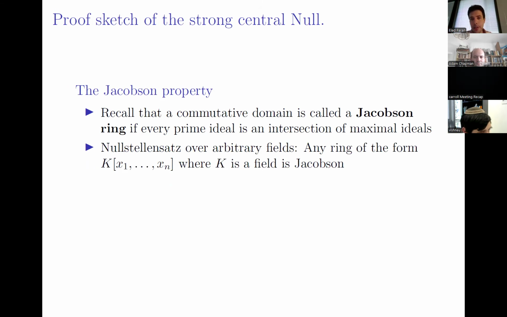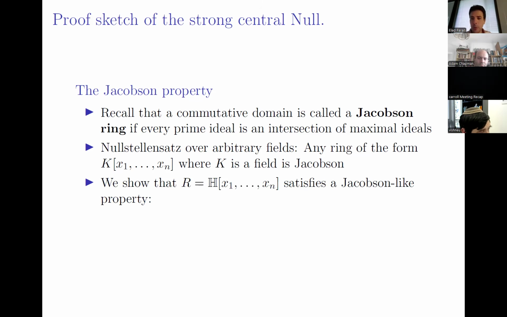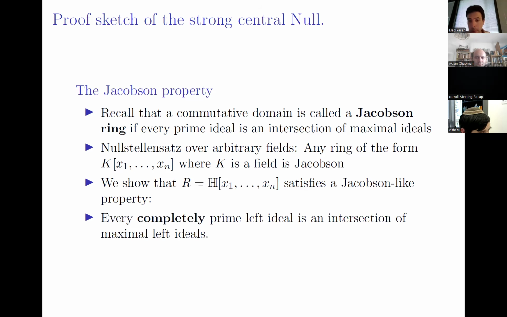And then there is the theorem that any ring of the form k[x1, ..., xn], where k is a field, is a Jacobson ring. You can say something more general, but for this talk, this is enough. What we will do is show that our ring R, the polynomial ring over the quaternions, satisfies a Jacobson-like property, namely that if you have a completely prime left ideal in this ring, then it is an intersection of maximal left ideals.